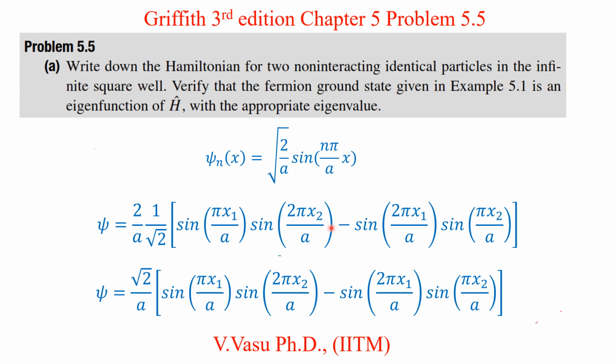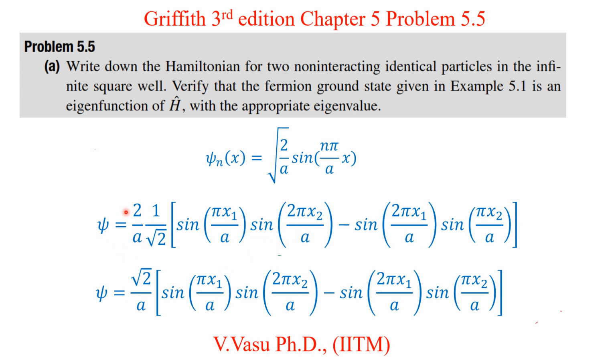state. Similarly, since it's a fermion, we are writing this wave function in a linear combination with the negative sign. Negative sign is for fermion. If it is a positive sign, it is boson. So here this is sine 2 pi x1 over a multiplied by sine pi x2 over a. Here, this is the wave function of particle 1 at the energy state 2. Here, particle 2 at the energy state 1. Here, it is vice versa.